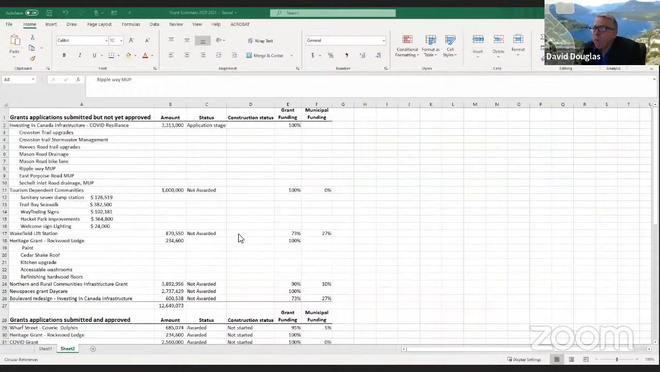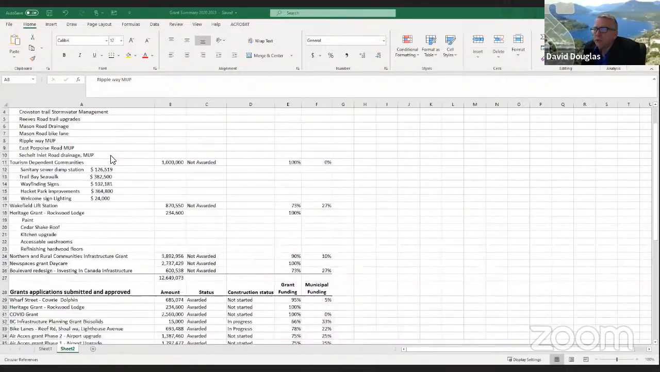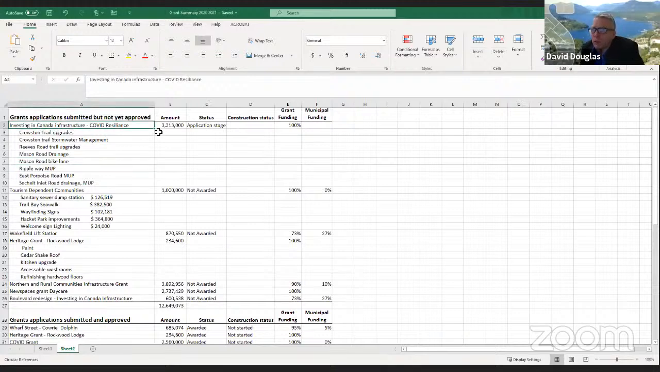Can I share my screen for a moment? This is a spreadsheet that I put together, and it's divided into 3 sections. The top section is grants that we've applied for that we haven't received any word on yet. There's one that we put out recently for $3.3 million, and that includes improvements for trails, drainage, and bike lanes, and around different areas of town. Like I said, that one just went in, I believe it was late January, so we don't anticipate hearing from this one for a little bit.